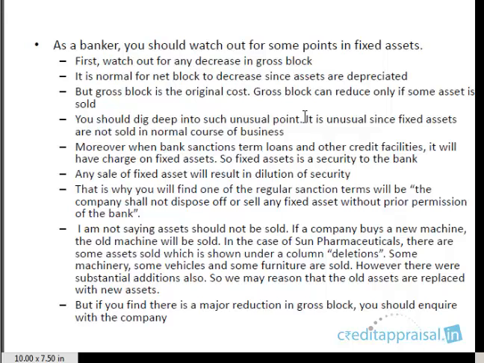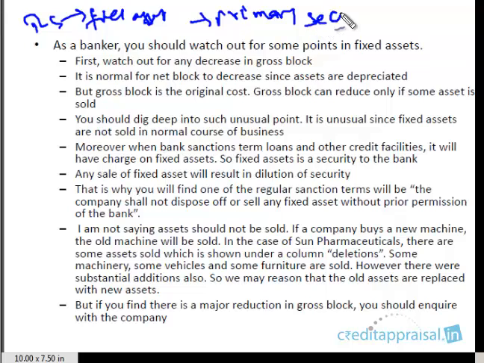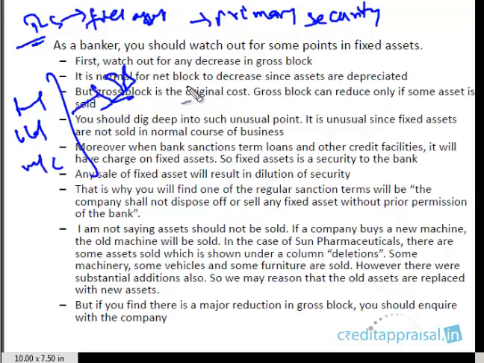Banks usually sanction term loans for fixed assets. So this is your primary security. Collateral security is different, that is the additional security. But primary security is the assets which are purchased out of the term loan. If you sanction a term loan for a project, and the company purchased land, constructed buildings, and purchased machinery out of bank funds, and some of their margin, of course, this will be reflected in the gross block.